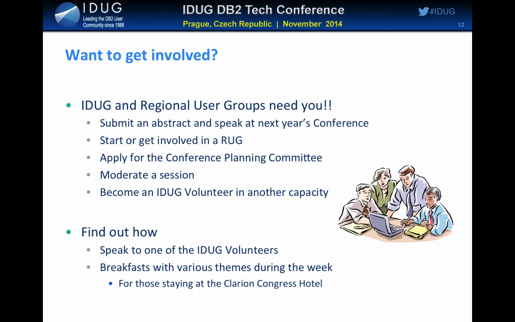You could moderate a session at the conference or become an IDUG volunteer in another capacity, and there are a number of capacities open to you. If you're interested in participating in one of these and finding out how, then speak to one of the IDUG volunteers at the conference. We're all going to be wearing IDUG logo t-shirts. Or if you're staying at the Clarion Congress Hotel, there is a breakfast each morning during the week with various themes. Those breakfasts are highlighted in the Pocket program and again on the website.